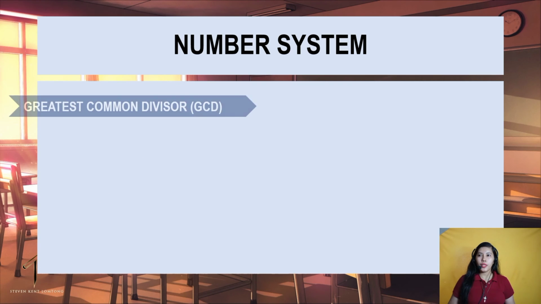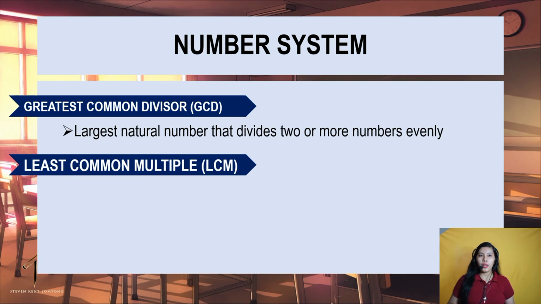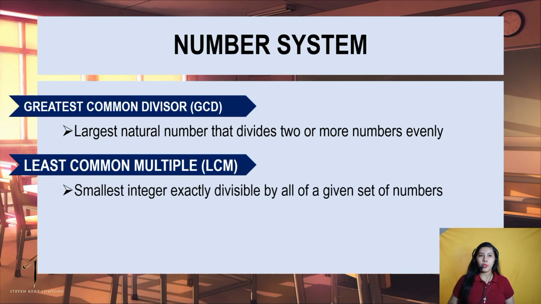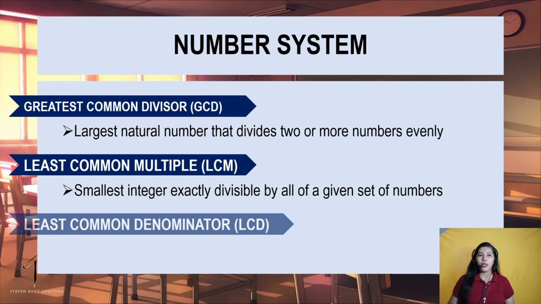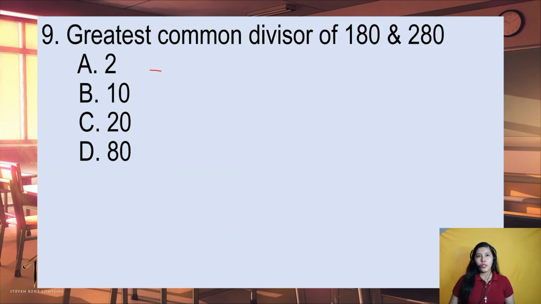Now, let's proceed with the next topic. Under parent ng number system, greatest common divisor or GCD. That is the largest natural number that divides two or more numbers evenly. Mas familiar tayo dito as GCF, the greatest common factor. The next one is the least common multiple, ito naman yung smallest integer exactly divisible by all of a given set of numbers. Then, the least common denominator, of course, is the LCD, smallest integer exactly divisible by all denominators of a given set of fractions.